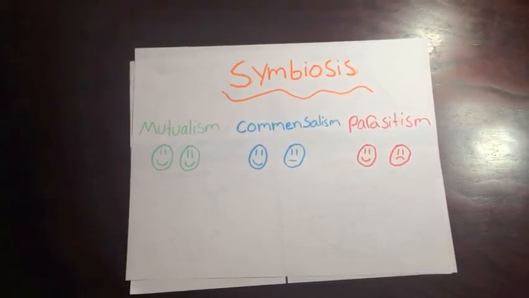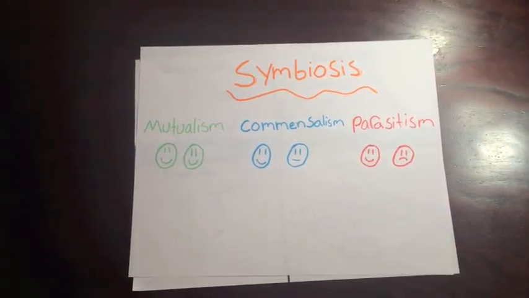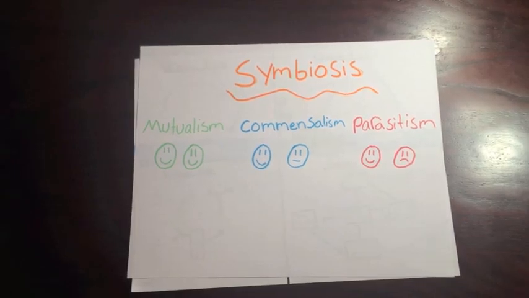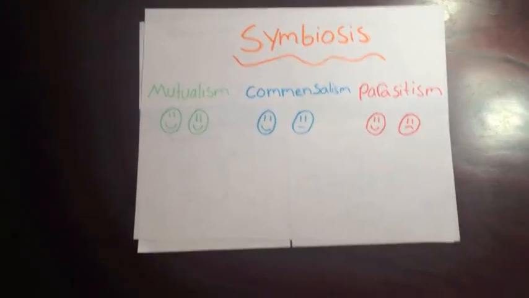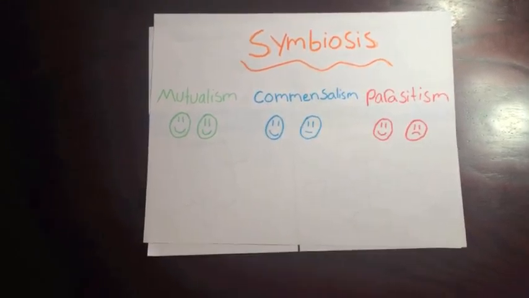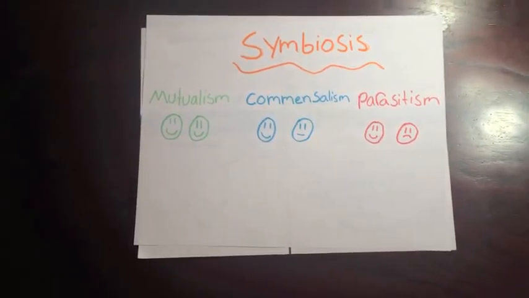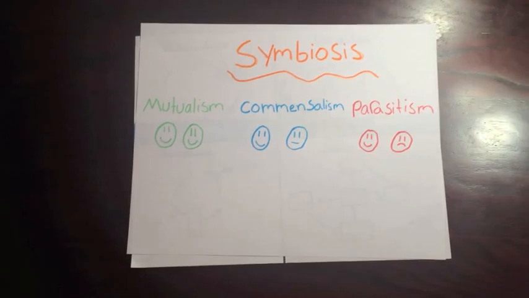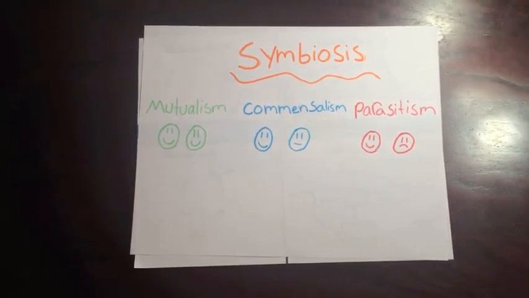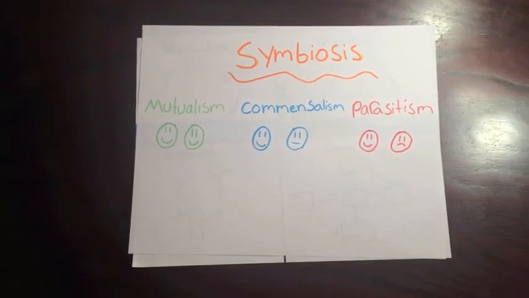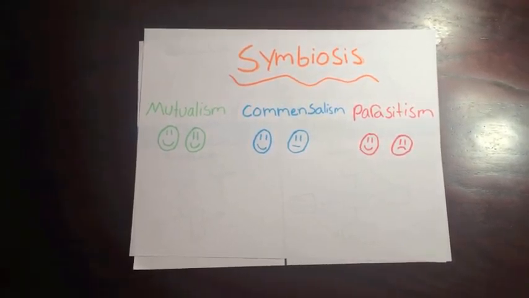Interaction between species. There are 3 parts to symbiosis: mutualism, commensalism, and parasitism. Mutualism is when both organisms benefit from each other. Commensalism is when one organism benefits but the other is unharmed. Parasitism is when one organism benefits from the other while the other is affected negatively.